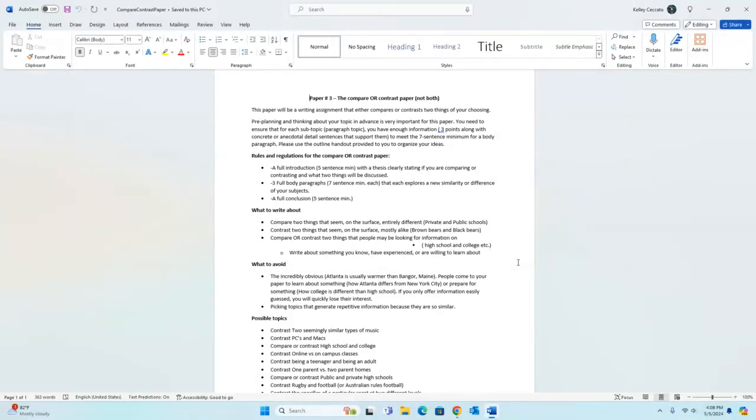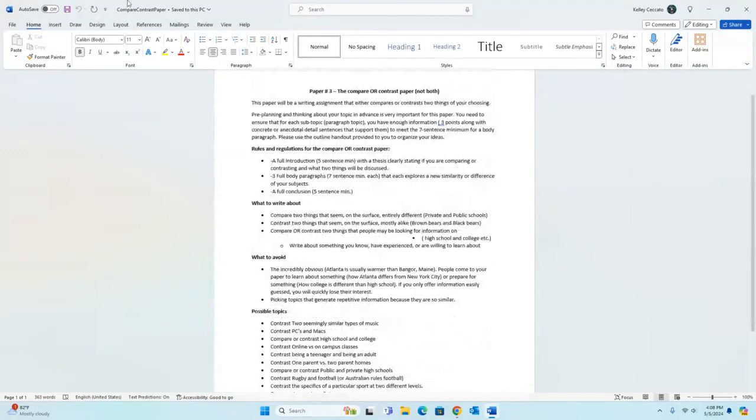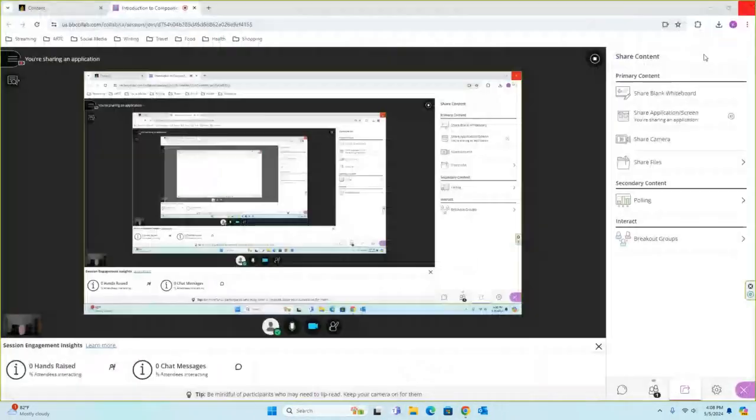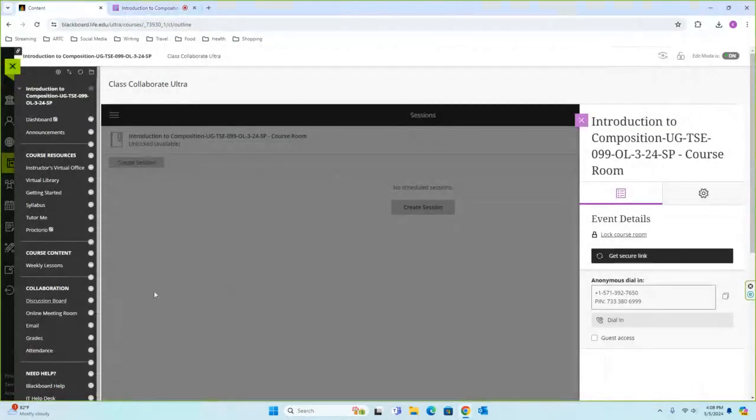So what to avoid? You've got incredibly obvious topics, and picking topics that generate repetitive information because they are so familiar. And you've got a list of possible topics. Hopefully you've looked through this already, so you've got a pretty good idea going into this week of what you want to write about.